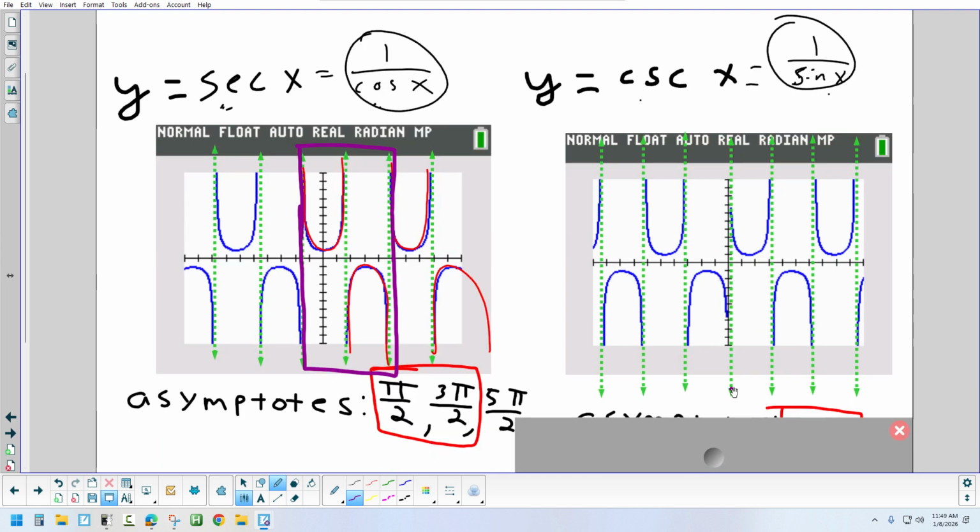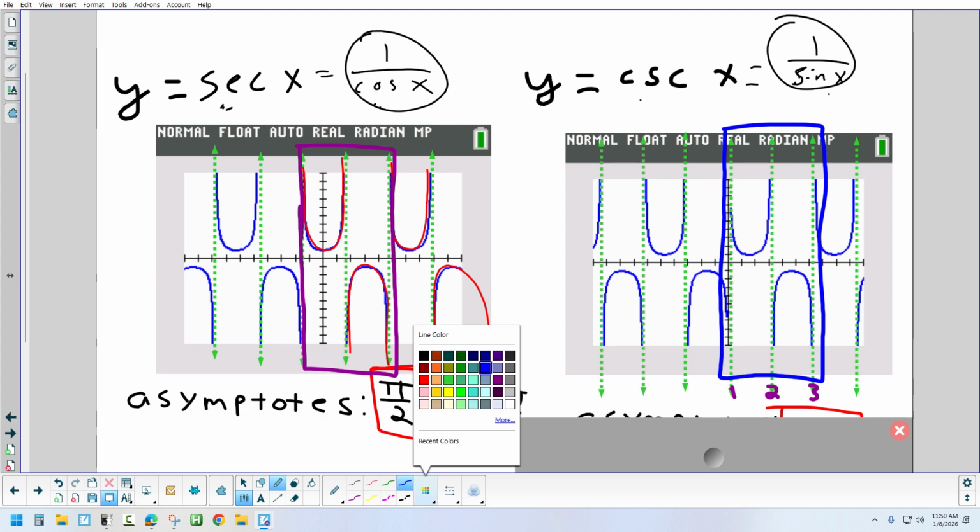Let's just label these asymptote 1, 2, and 3. This is a full section of cosecant. What's in that box? A full U shape, and then the full N shape. How many asymptotes belong to that box? We've got to be careful because when we draw another box, like right here, we have to have the same number in that box as well.